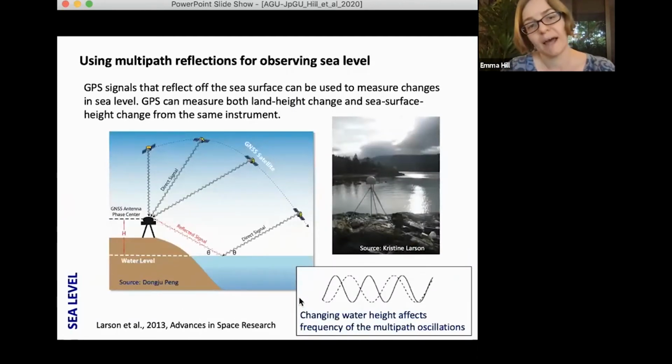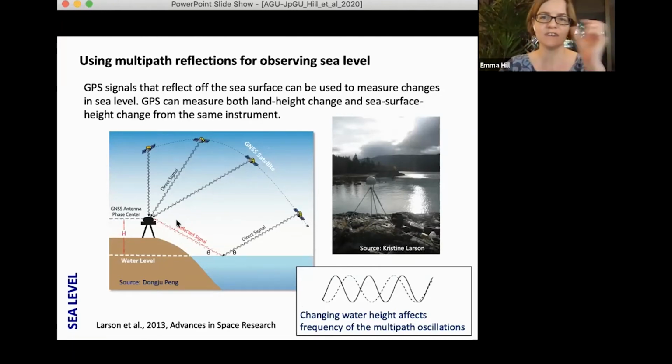Moving to a different application, sea level. GPS positioning is useful for sea level studies just because it can be used to observe the changes in the height of the land. But GPS, if the station is near to the coast, it can also be used to observe changes in the height of the sea surface. So here we have the reflected signal off of the sea surface.